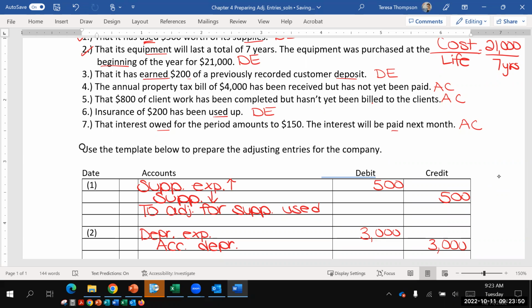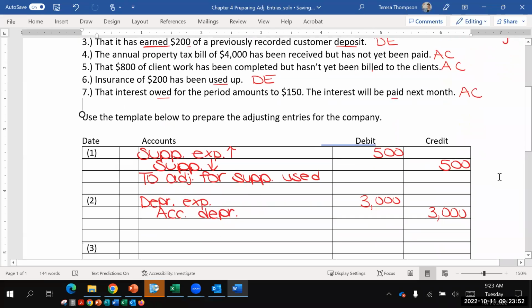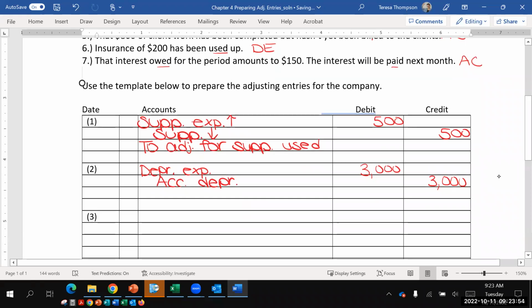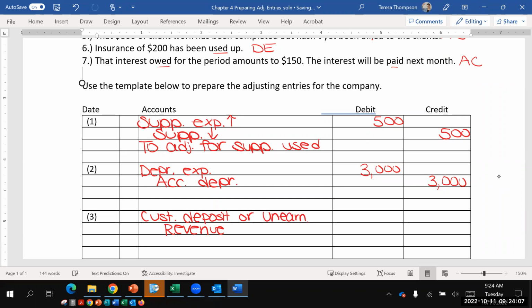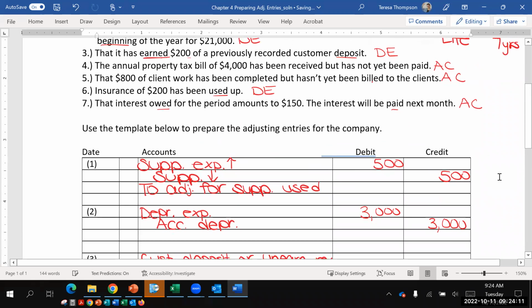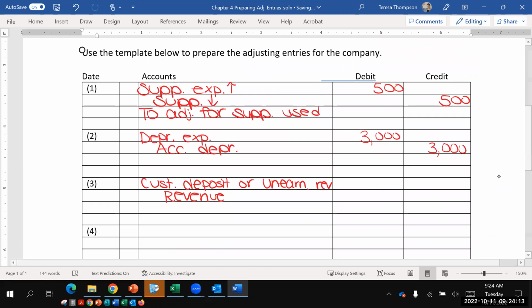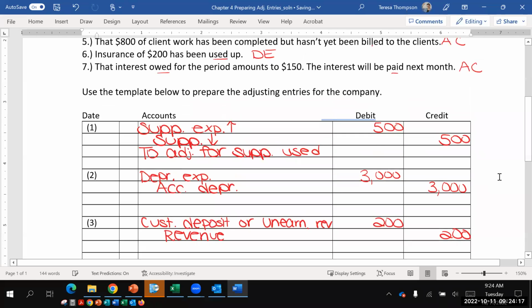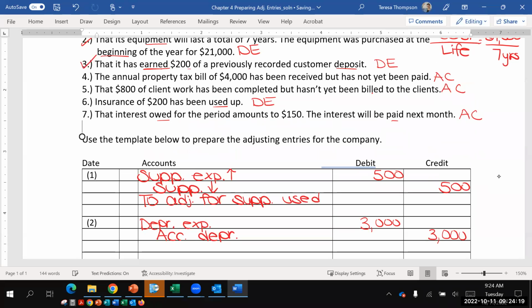200 is earned. Earned, that means revenue. Gotta record revenue. And it was a previously recorded customer deposit. So you can use customer deposit or unearned revenue. Right? Same thing. And it was $200. Okay, I'll fill in the explanations later.